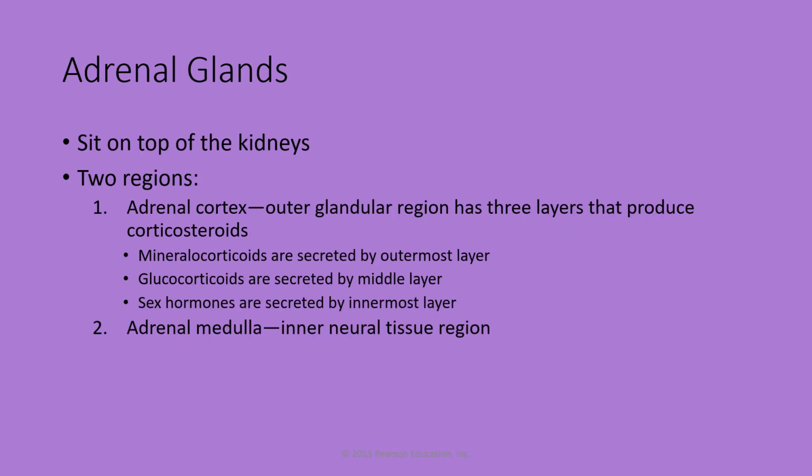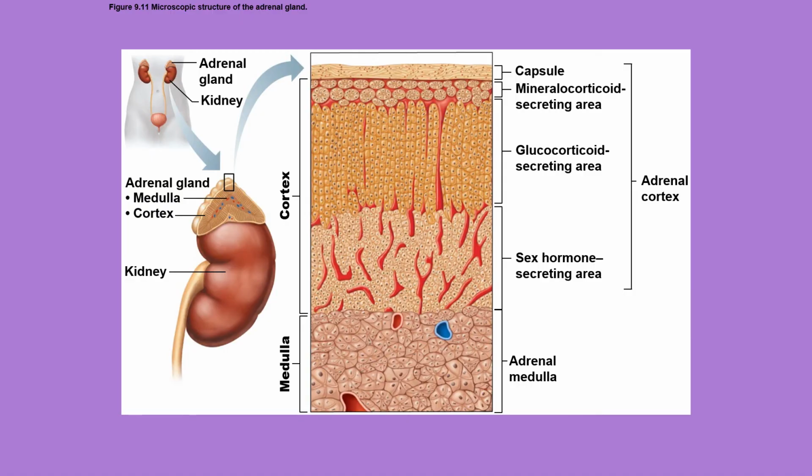The adrenal glands sit on top of the kidneys. There's 2 regions for them, the adrenal cortex and then the adrenal medulla, which the adrenal cortex is the outermost area, and then the adrenal medulla is the innermost area of these. So as you can see, the kidney is right here with the adrenal gland on top of it. Cortex outer, medulla inner area.